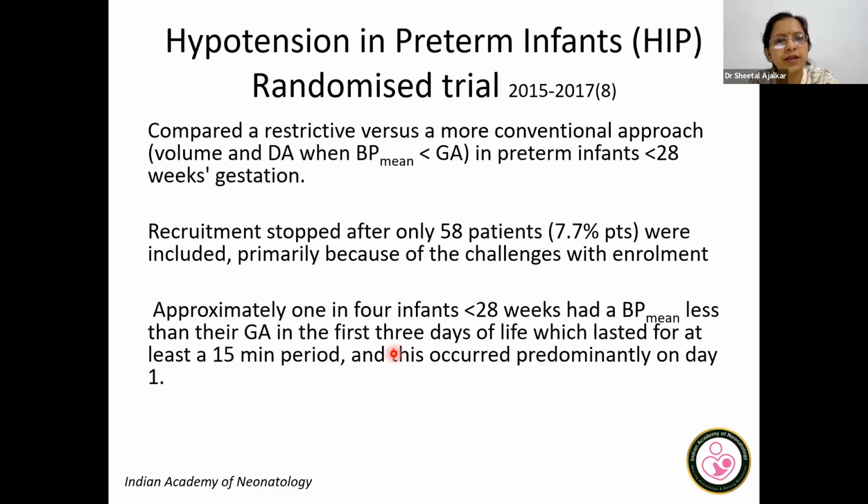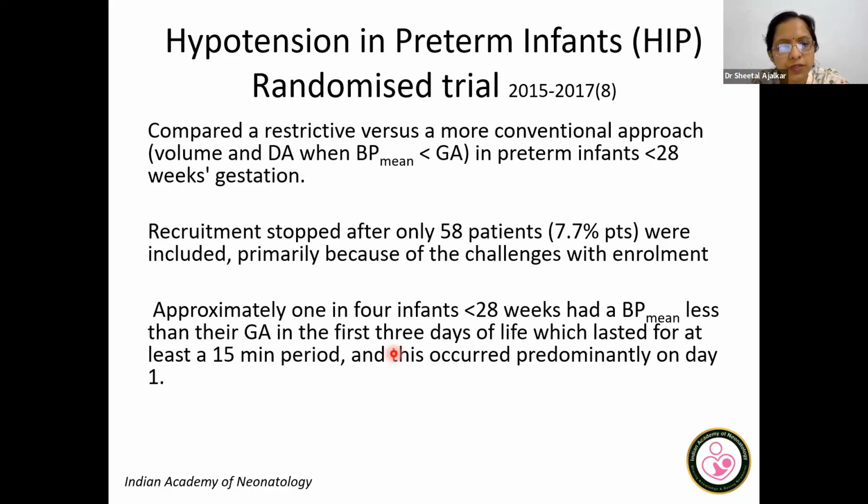Then there was a trial, the Hypotension in Preterm Infants trial, the HIP trial. It was carried out in 2015 to 17, and again there is a restrictive versus more conventional approach, so more permissive hypotension as compared to the conventional approach, in extremely low gestation babies, just less than 28 weeks gestation. Actually what happened in this, the recruitment stopped after only 58 participants were enrolled, just 7.7 percent, because of the challenges of enrollment.